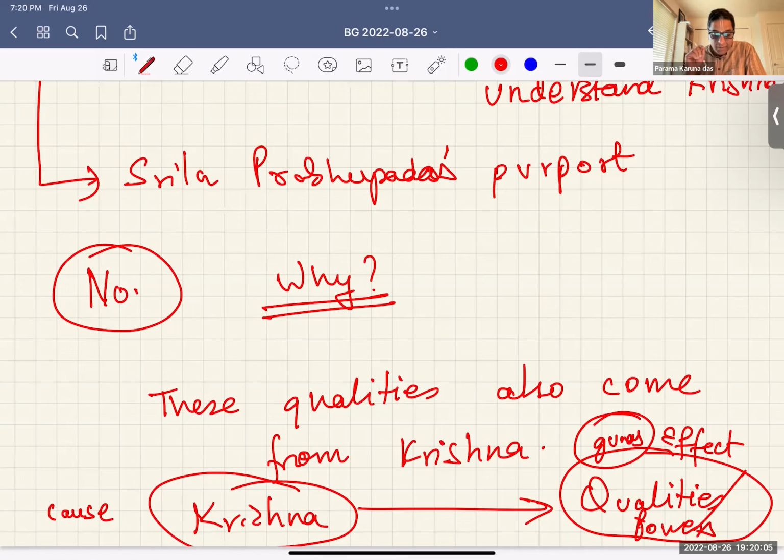Bhavanti bhava bhutanam mattah eva prithak vidhaha. That all these various bhavas, all these various natures of the living entities, bhutanam, come, bhavanti, mat eva, from me only.